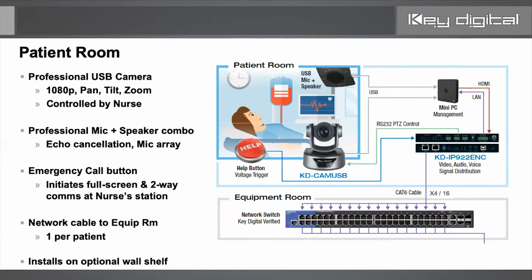Again, it looks a little bit complicated, but at the end of the day, just pay attention to the connection between the KD IP922 encoder and the network switch. It's one cat cable. I believe the limitation on it is 300 feet, so it should be enough for one floor. Depending on the resolutions that you set, the distance can be increased a little more, and I believe you can daisy chain them with multiple network switches as well. But this is the basic perspective of the patient room.